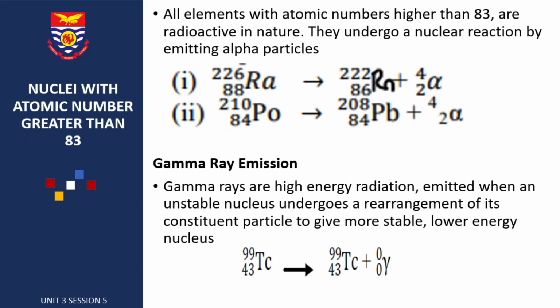Elements that have their atomic number greater than 83 are said to be radioactive, and so they undergo nuclear reactions by emitting alpha particles. An example is radium, which undergoes a nuclear reaction to produce radon by the emission of an alpha particle. Also, Po, which is polonium, undergoes a nuclear reaction to give lead, Pb, with the emission of an alpha particle.